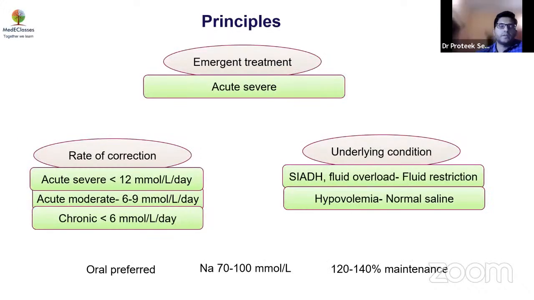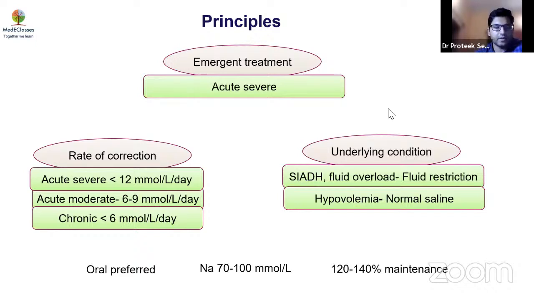So, as Sir very well mentioned, emergent treatment is only in acute severe. Any acute severe has to be treated with 3% NaCl, and then concurrently the rate of increase in acute severe should be less than 12, acute moderate between 6 to 9, and chronic less than 6. Because after correction, you might get a false sense of security that the child is fine, but only after 48 hours when the child develops symptoms, it might be very drastic.